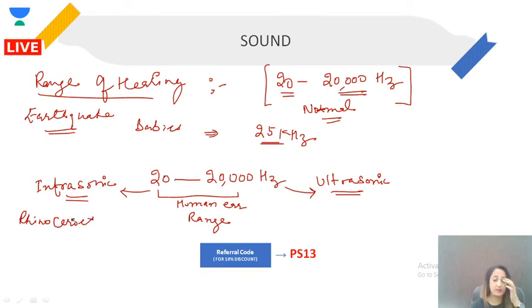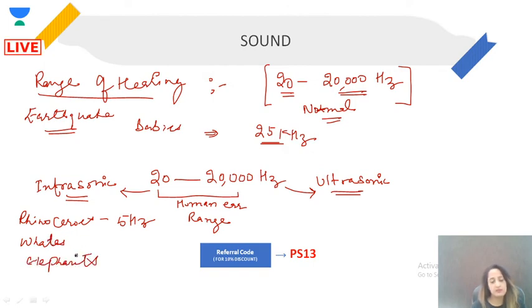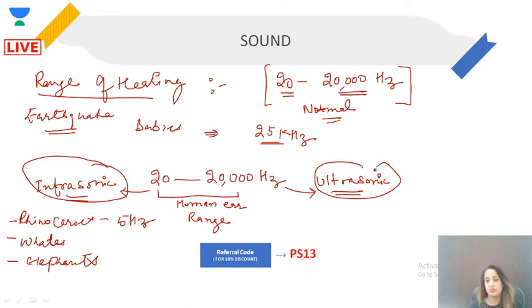Okay, but as I said, we have certain organisms, for example, rhinoceros, I hope I spelled it right, can hear even 5 hertz. Then we have whales and elephants. Why I'm writing this is, this is again going to be a 1 mark question. Which of these organisms can listen to infrasonic? And how about ultrasonic?